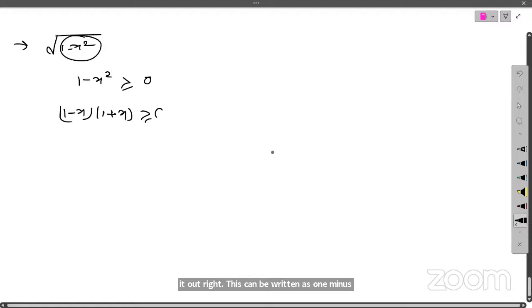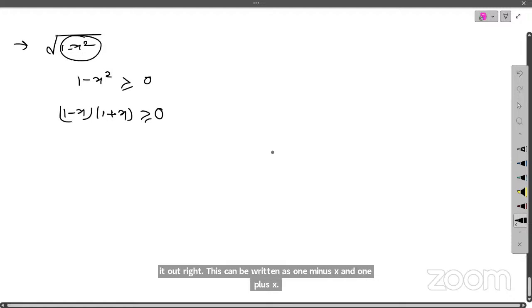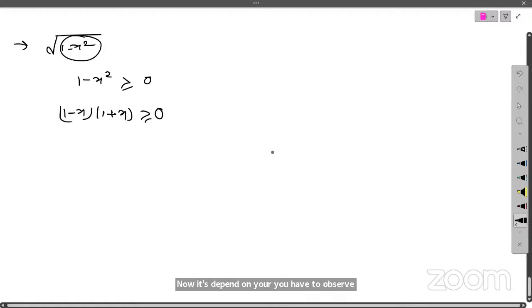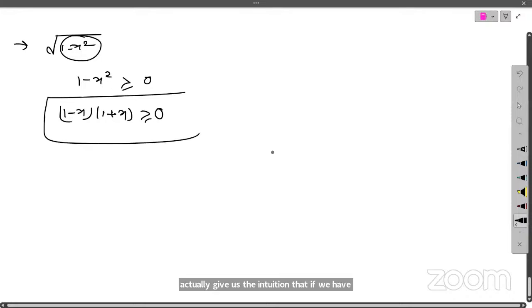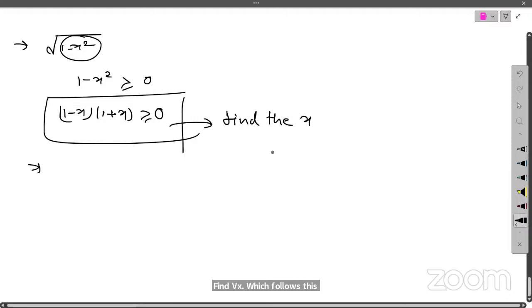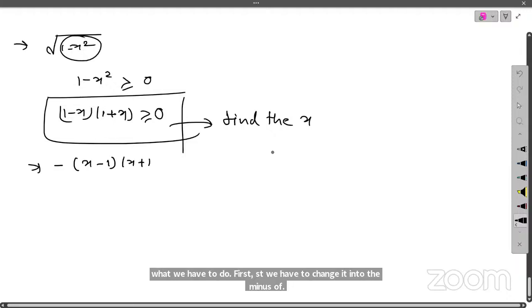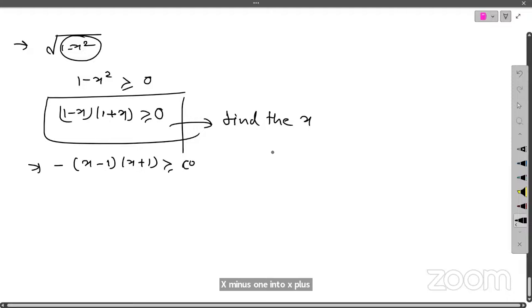Now it depends on the value you take, whether less than 1 or something like that. Here we use one method, I think you are familiar with it. It is the wavy curve method, which gives us the intuition for how to find the x that satisfies an inequality. So first we change it into minus of x minus 1 into x plus 1, and now this is greater than or equal to 0.